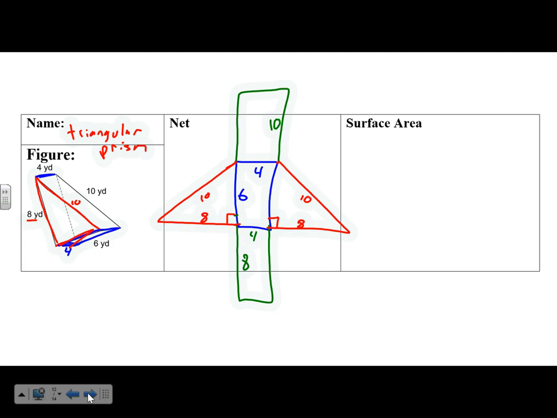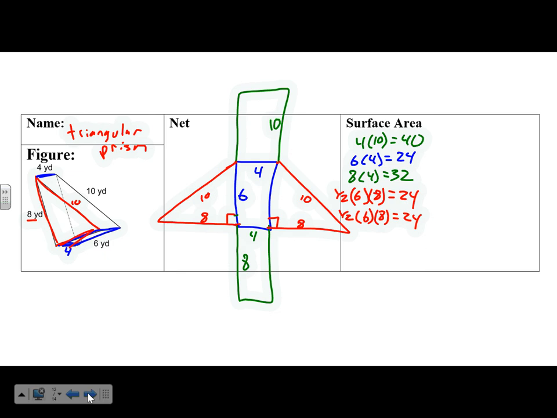So, to find the area of those, this first one is 4 times 10 on top. Then we have 6 times 4. Then we have 8 times 4. Then both of the bases, we have 1/2 base times height. So 1/2, 6 times 8. And then same thing with the other triangle. So now all we do is add those together. 40 plus 24 plus 32 plus 24 plus 24 is 144.